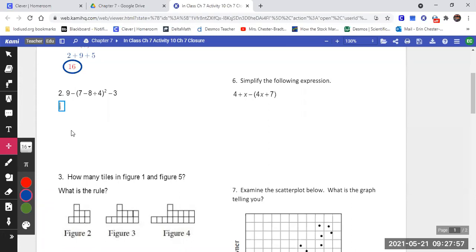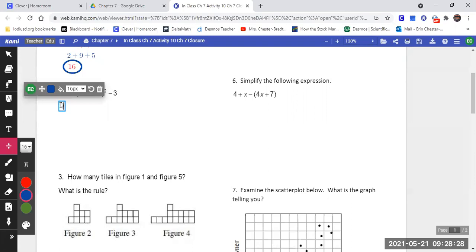No, that's the whole thing. I want to know, what do we have to handle first? We already know that it's PEMDAS. What do we have to handle first? The parentheses. And we look in the parentheses, and inside the parentheses, I see two math operations. I see a subtract and I see a divide. According to the order of operations, which one of those has to come first?